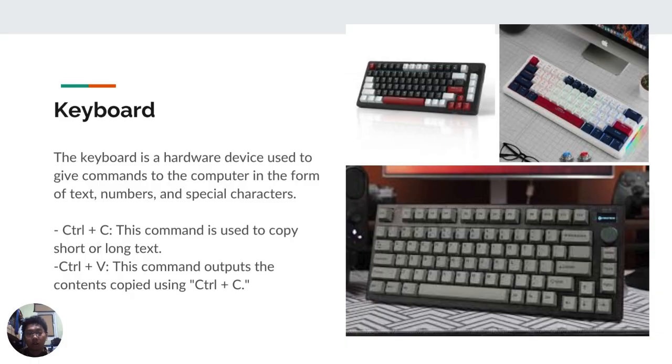For example, Ctrl plus C is used to copy a word. This command can also be used to copy an image in file or document. Then there is Ctrl plus V. This command is used to output the content of the Ctrl plus C command. We can add Shift to Ctrl plus Shift plus V to output a text so that the format can match other format.